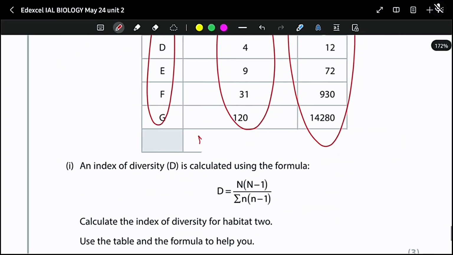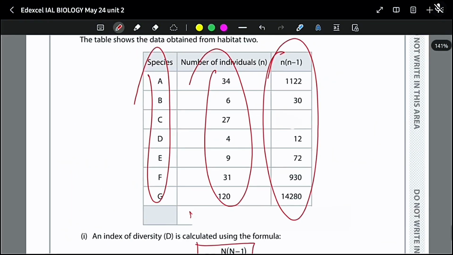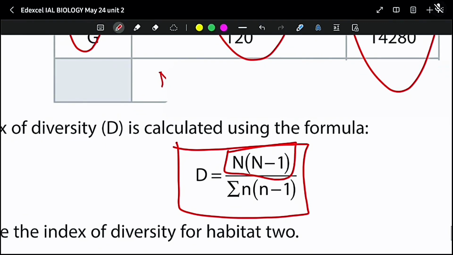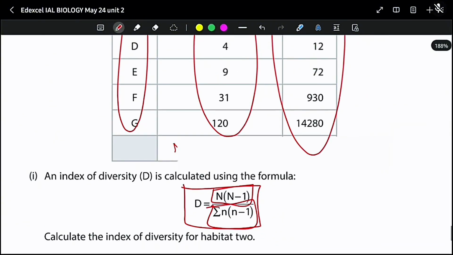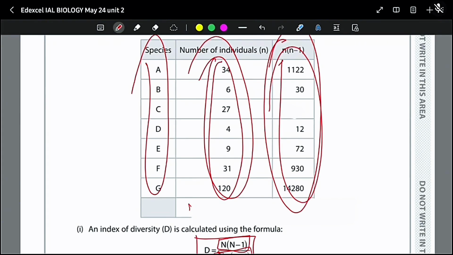So an index of diversity D was calculated using this formula. The formula is given, so we have to calculate the index of diversity for habitat 2. For habitat 1 we are only given the value, and for habitat 2 we are given the table. So to calculate the value of D, we have to find capital N, N minus 1, and small n, n minus 1. We get capital N, N minus 1 from here, and small n, n minus 1 from here, basically the summation of all of them.